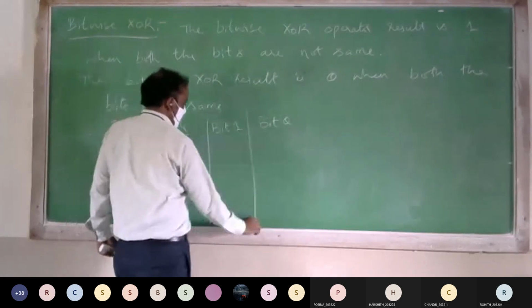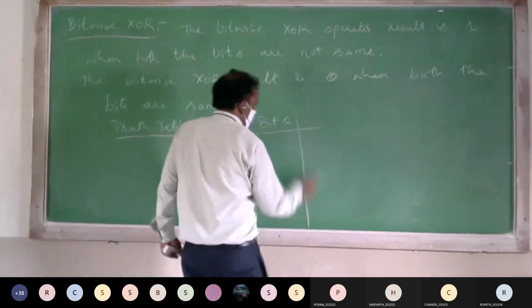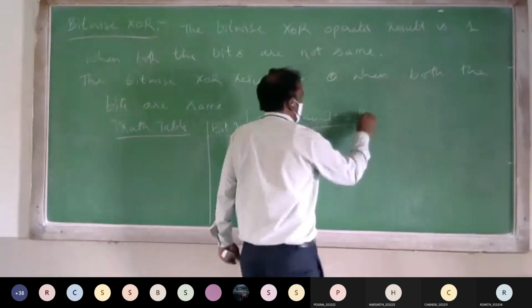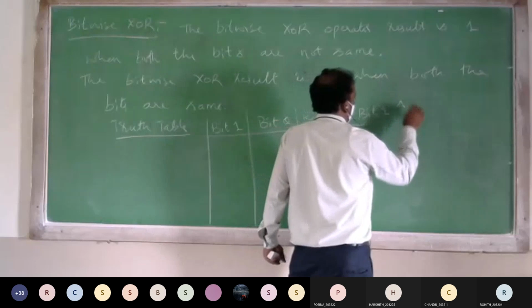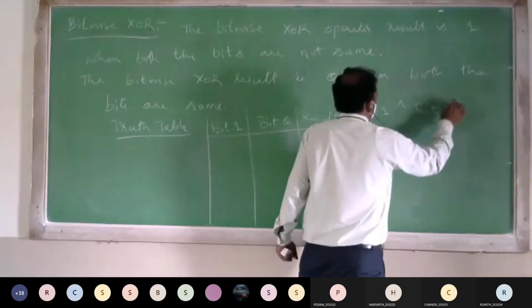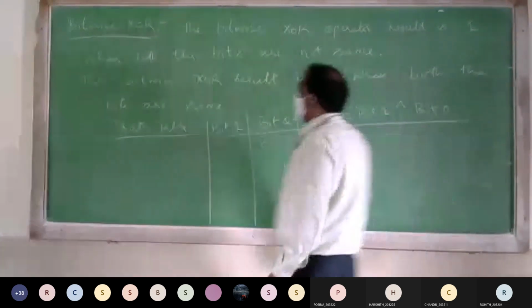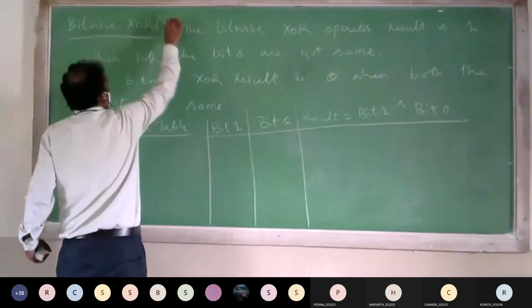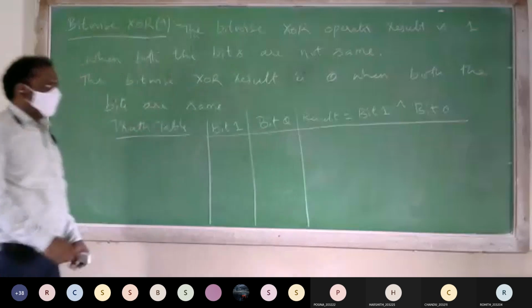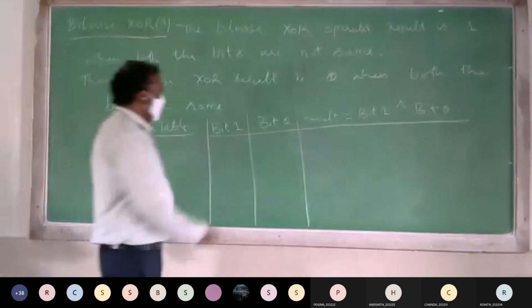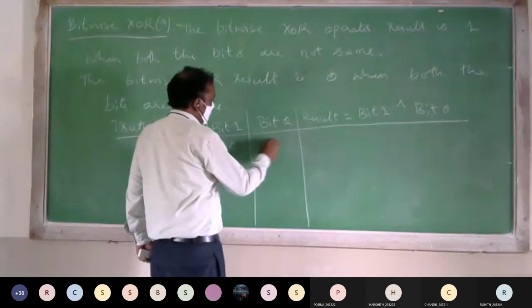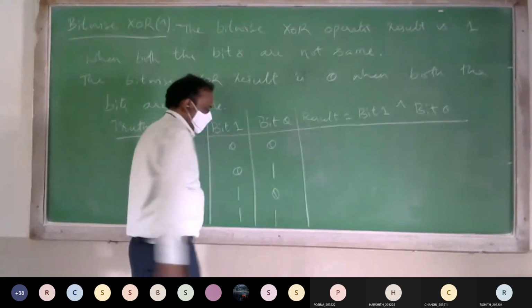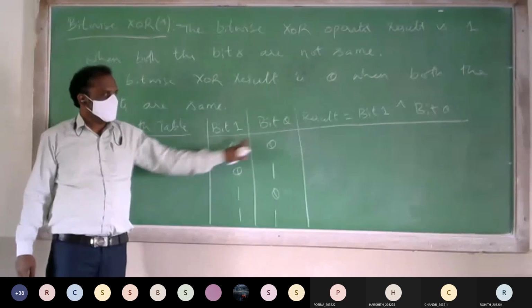Bit 1, bit 0. Now result is equal to bit 1 XOR bit 0. The notation for XOR is like this. Now what are the possibilities? 0 0, 0 1, 1 0, 1 1. These are the 4 possibilities when we consider 2 bits.